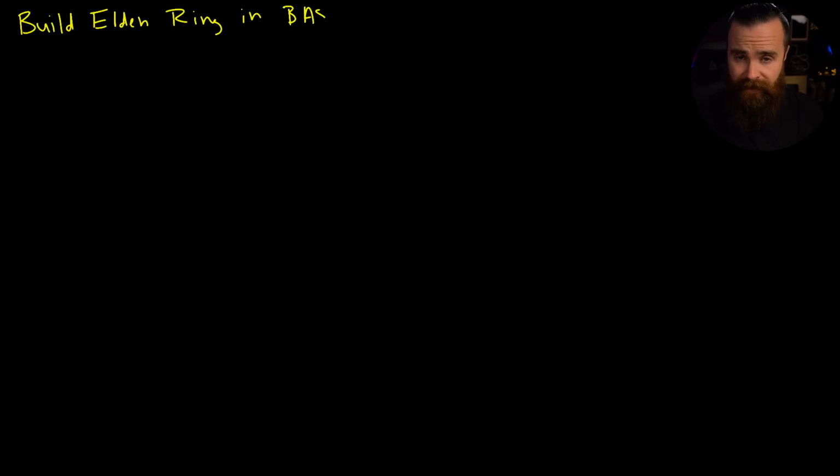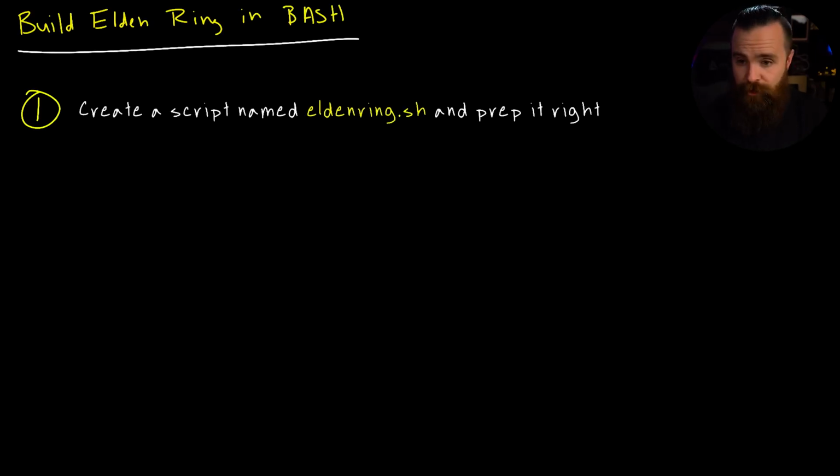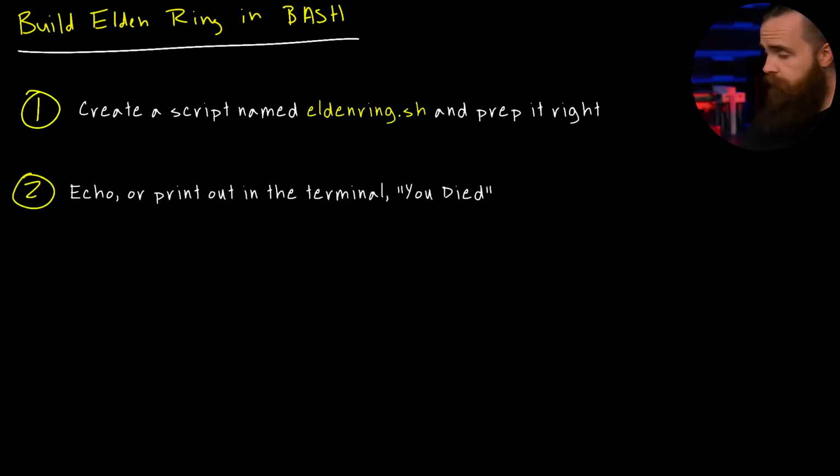Honestly, building Elden Ring inside a bash script is gonna be pretty easy. In fact, you could probably do this right now in about 30 seconds. Here's the task I want you to try and accomplish right now. Now, if you've been watching the series, this will be pretty familiar. First thing you wanna do is create a script, name that sucker eldenring.sh, and prep it right, make it executable, add a shebang, all that stuff. And then for number 2, which is really the last step, just echo or print out in the terminal, "You died." And that, my friends, is Elden Ring.